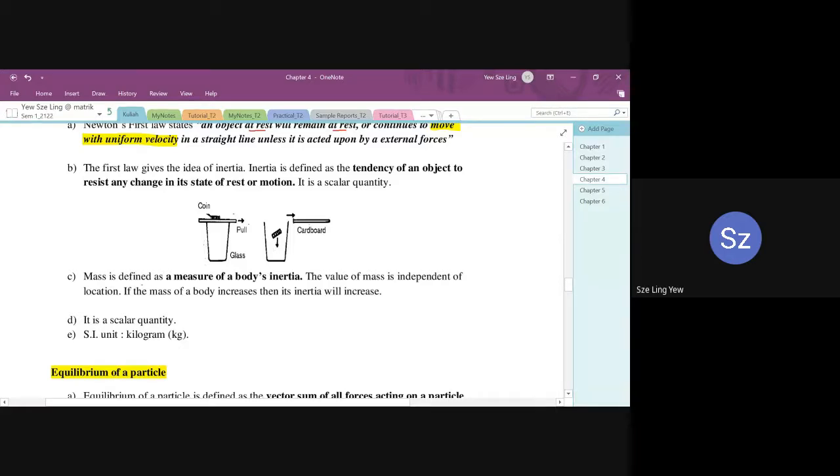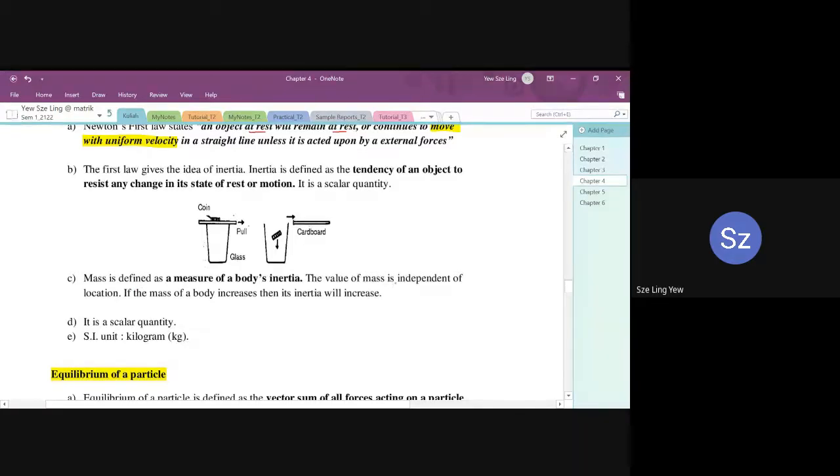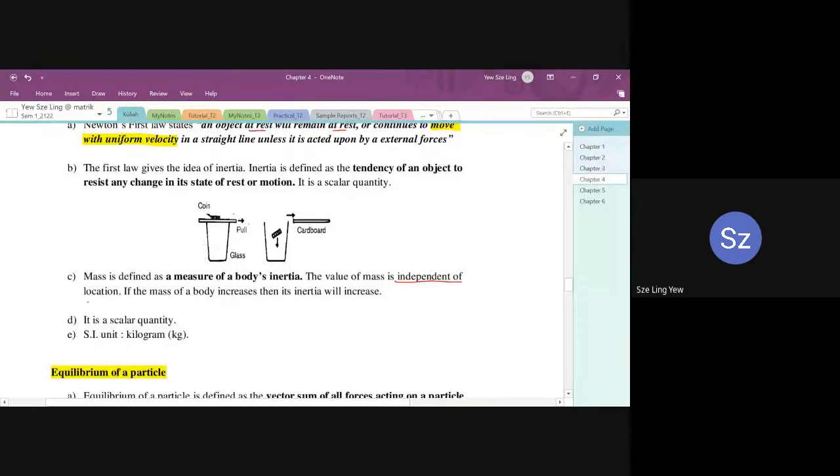So mass is defined as the measure of a body's inertia. The value of mass is independent of location. So that is why I told you just now, regardless of where you are, mass is always the same. If the mass of the body increases, then inertia will increase. So it will be harder to change its motion.